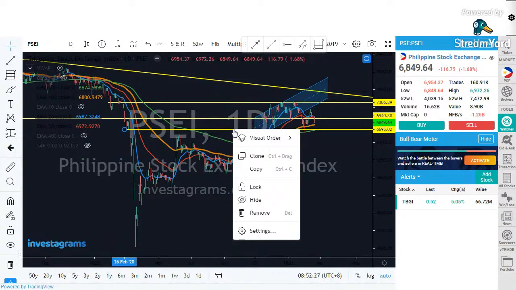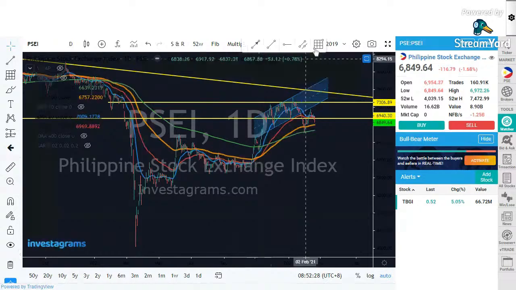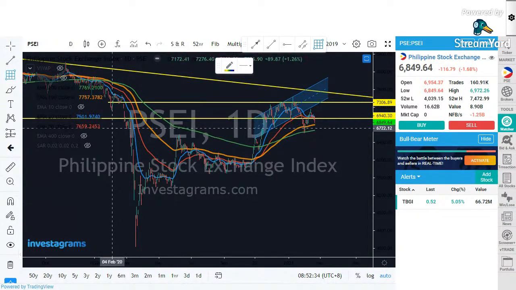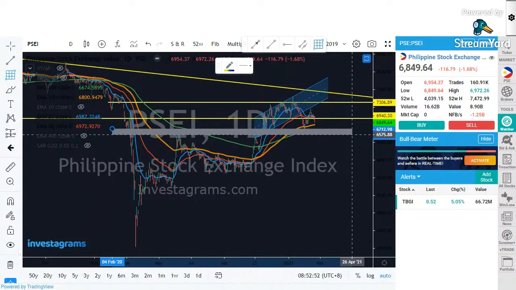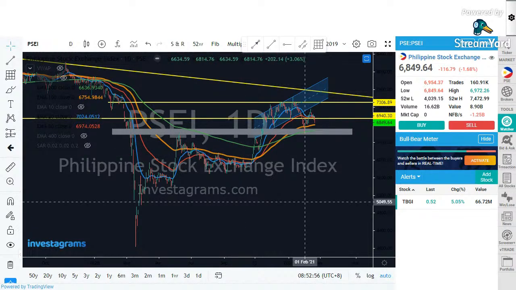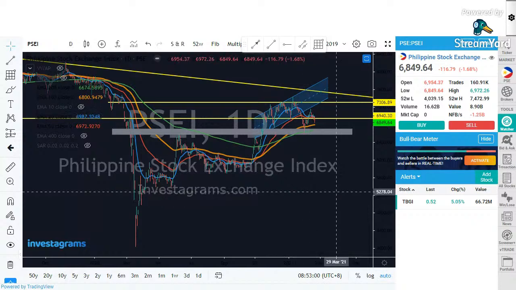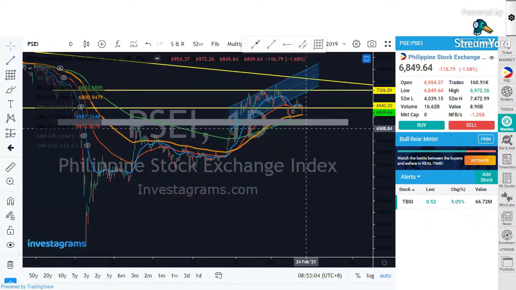So we'll remove this one. We will draw an area to make it clear. This is the area we need to see for PCI. Dapat mag-hold si PCI in this area. It is also coinciding with the exponential moving average 200, this green line. So we need to see PCI in that area. Dapat mag-hold si PCI in that area.